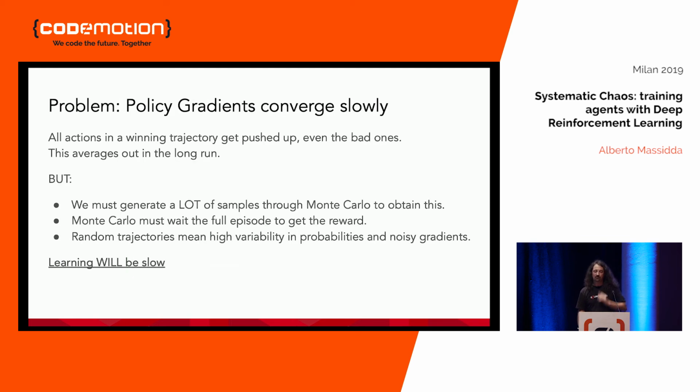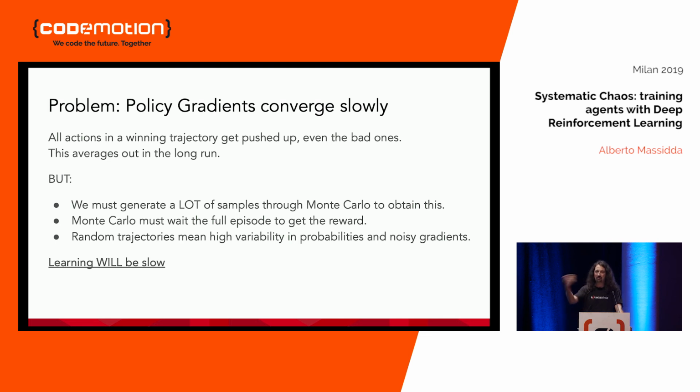There's a problem here also. Policy gradients converge really slowly. This is because all the actions in a winning trajectory get pushed up, even the bad ones. But this is because I may make some mistakes. If I have to take a walk from Rome to Milan, I may make some mistakes in turning left or right, but in the end I will get there. If I reward all the actions, I push up also the mistakes.